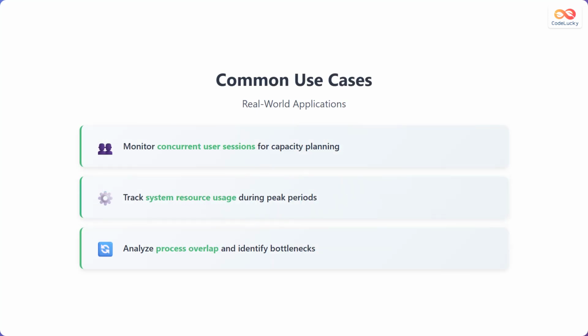The concurrency command has several practical applications in real-world scenarios. You can monitor concurrent user sessions to understand peak usage times and plan for adequate system capacity. It's also valuable for tracking system resource usage during high demand periods, helping you identify when your infrastructure is under stress. Additionally, you can analyze process overlap to identify bottlenecks and optimize your system performance by understanding when multiple processes compete for the same resources.